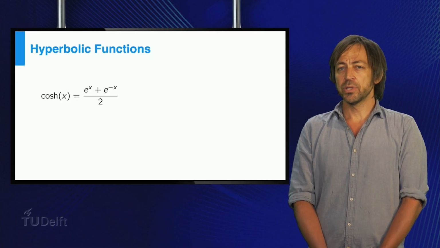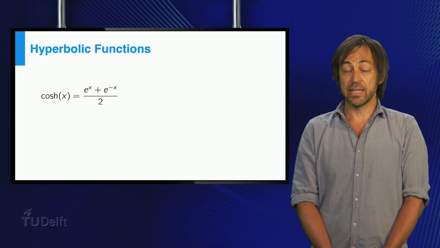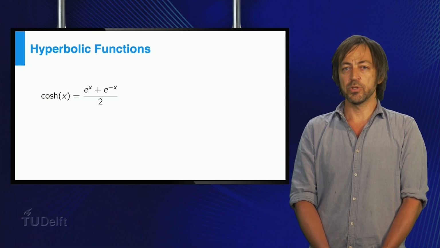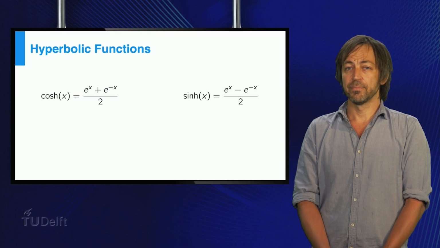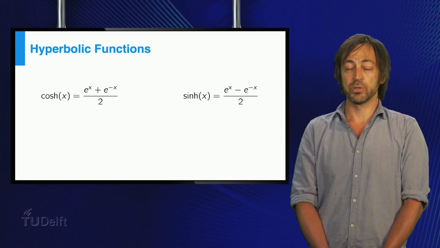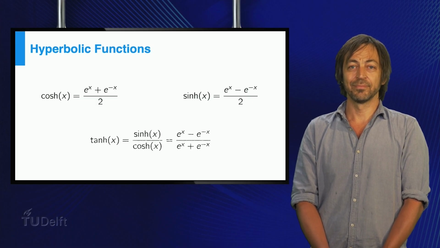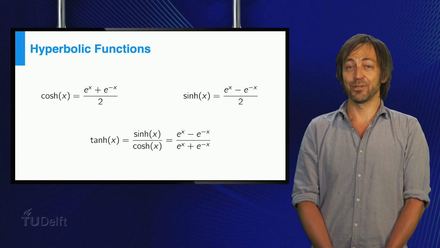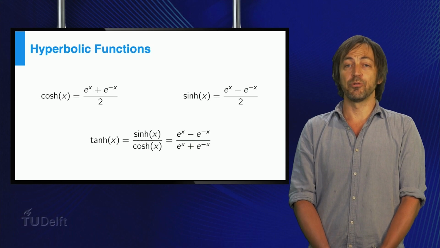The hyperbolic cosine is defined as half the sum of the standard exponential function and the exponential that is its mirror image with respect to the y-axis. The definition of the hyperbolic sine looks a lot like the hyperbolic cosine. The only difference is a minus sign. And a hyperbolic tangent is the quotient of the hyperbolic sine and cosine, just as you would expect from regular trigonometry.